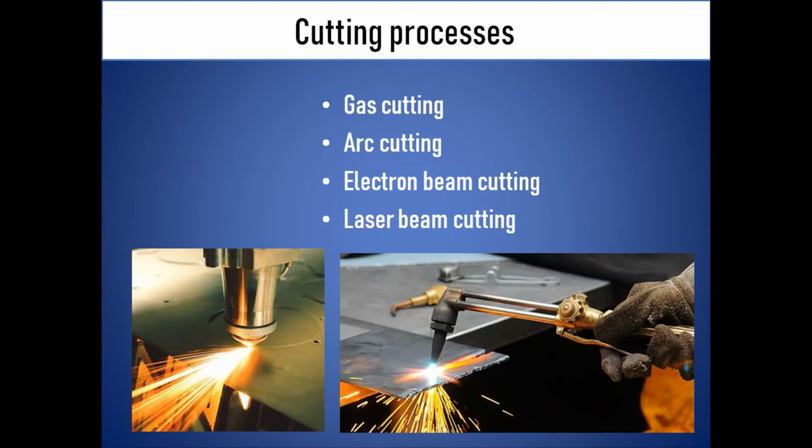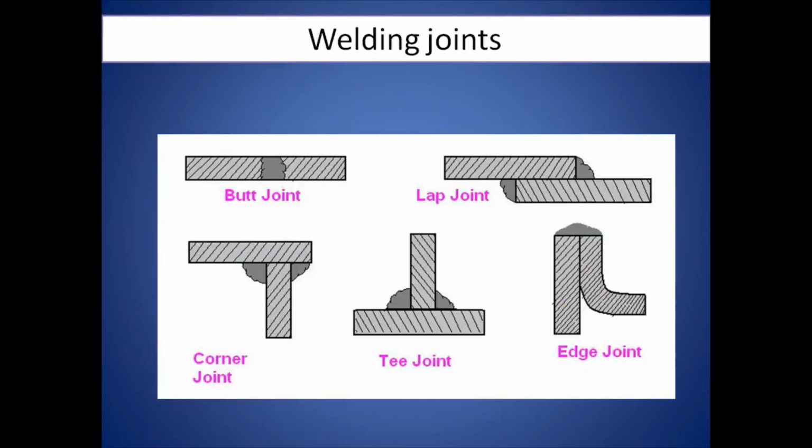In gas cutting, gas is used, mainly oxygen acetylene gas. In case of arc cutting, an electric arc is used, which is generated with the help of an electrode, cathode and anode. Then electron beam and laser beam are used for cutting the metals to our desired shape. These processes also we will discuss along with the welding processes.